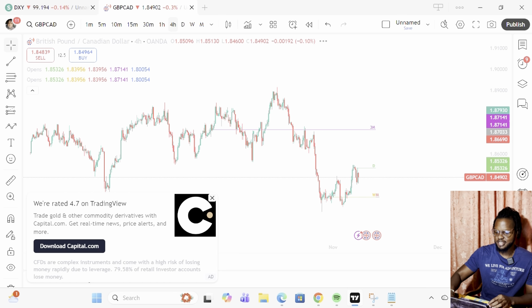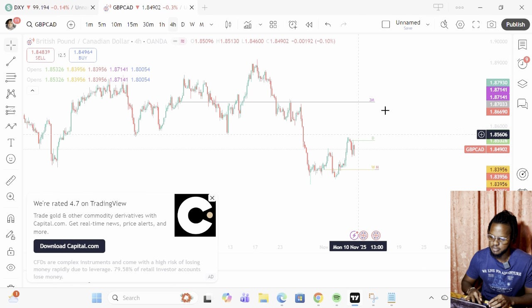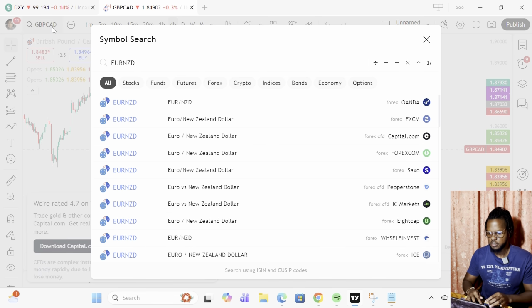GBP USD, the pound is just too weak. I think, yeah, no, I'm not interested in this. Maybe some short-term upside to the 3-monthly level, but I don't trade pullbacks. So let's look at Euro NZD.